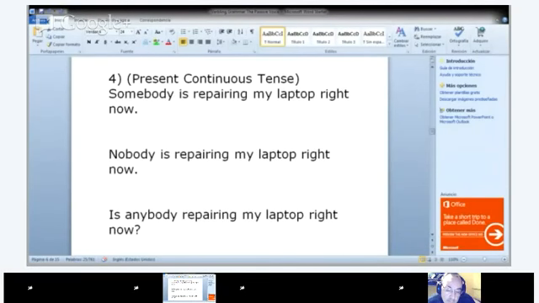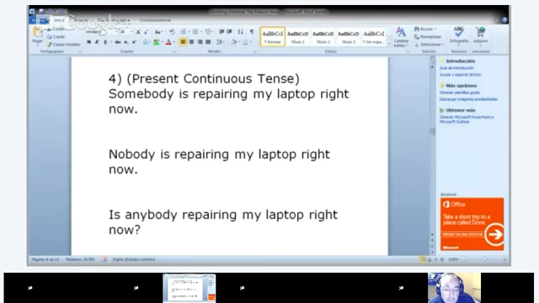Aha! Okay, now, Sammy, thank you. It's very close. I have one question. Yes, please, go ahead. Thank you for your question. Yes, this can have a passive voice. Right. So the examples that are on the screen, number 4, all of those sentences are active. Somebody is repairing your laptop. That is active.